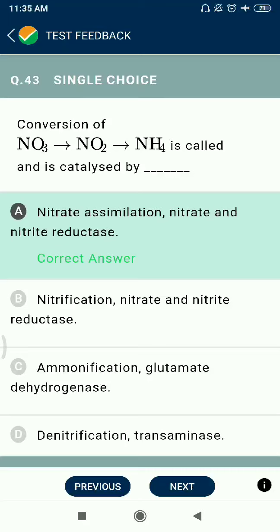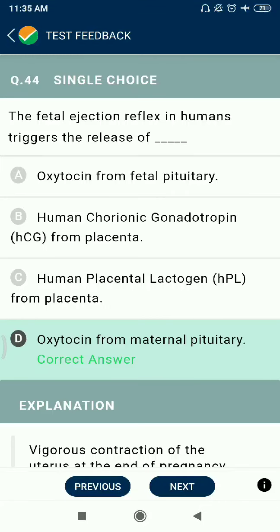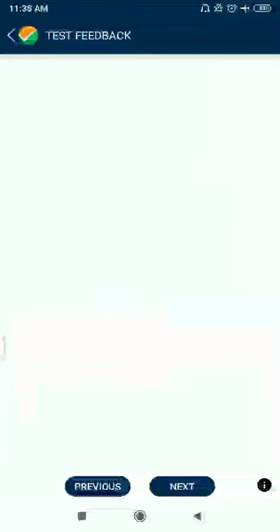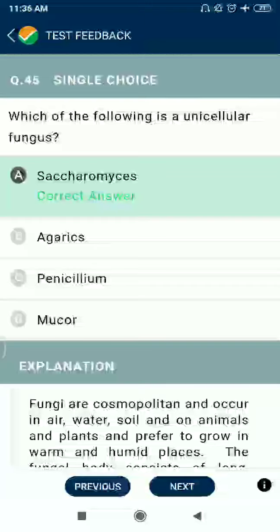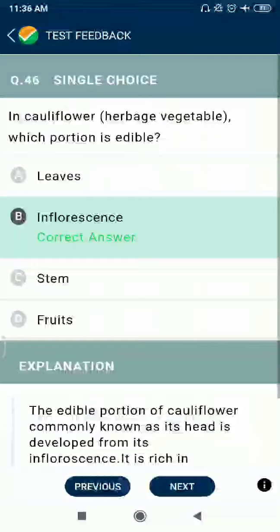Question number 43. Conversion of NO3 to NO2 to NH4. Ammonia is called and is catalyzed by nitrate assimilation, nitrate and nitrite reductase. The fetal ejection reflex in humans triggers the release of oxytocin from maternal pituitary. Question number 45. Which of the following is a unicellular fungus? Saccharomyces cerevisiae.